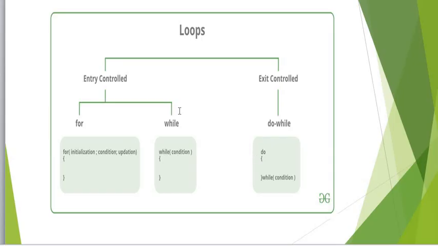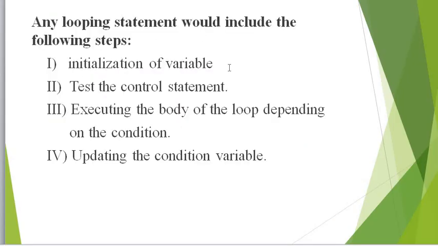All the looping statements will follow these four steps. First step is initialization of variable. The second step is testing the control statement. And the third step is executing the body of the loop depending on the condition. And the fourth step is updating the condition variable. Both the entry controlled loop and the exit control loop will follow all these four steps.